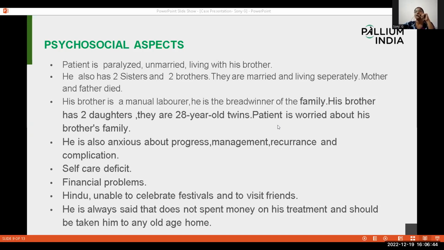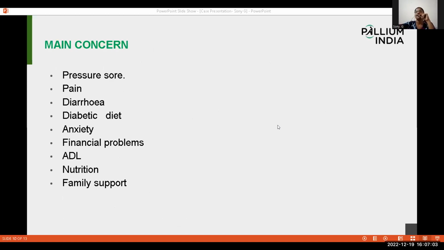He is also anxious about progress, management, recurrence, and complication. Self-care deficit, financial problems. The patient is a Hindu, unable to celebrate festivals and to visit friends. He is always told that he should not spend money on his treatment and should be taken to an old age home. Main concern: pressure sore, pain, diarrhea, diabetic diet, anxiety, financial problems, activities of daily living, nutrition, family support.